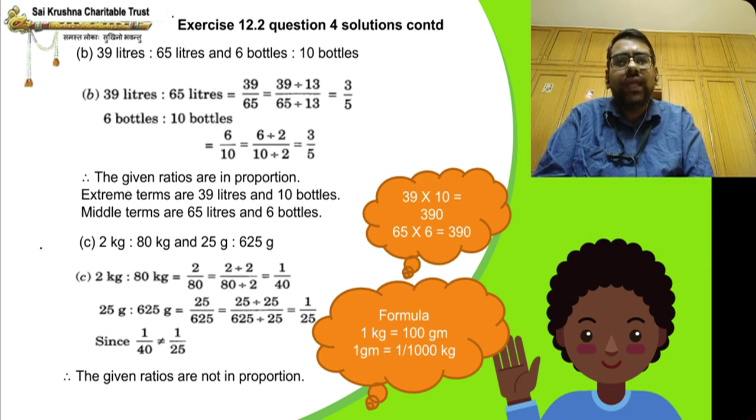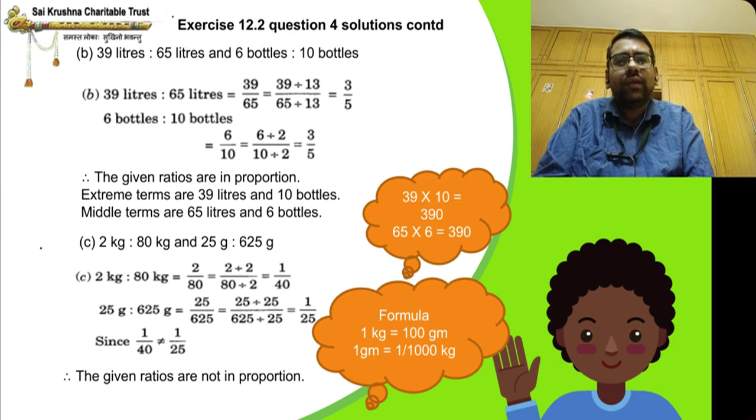6 bottles is to 10 bottles can be written as a fraction 6 by 10. We will divide both 6 and 10 by 2 because 2 is the HCF of 6 and 10. We'll get 3 by 5. Given ratios are in proportion. Extreme terms are 39 liters and 10 bottles. Middle terms are 65 liters and 6 bottles.